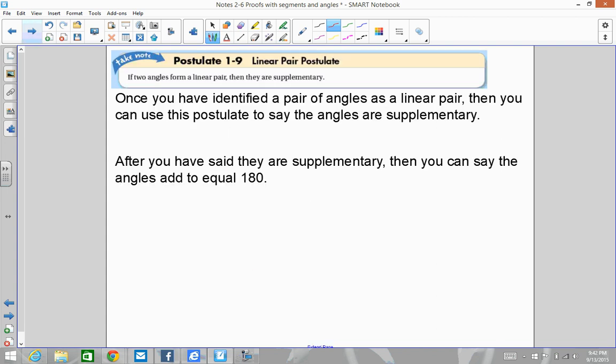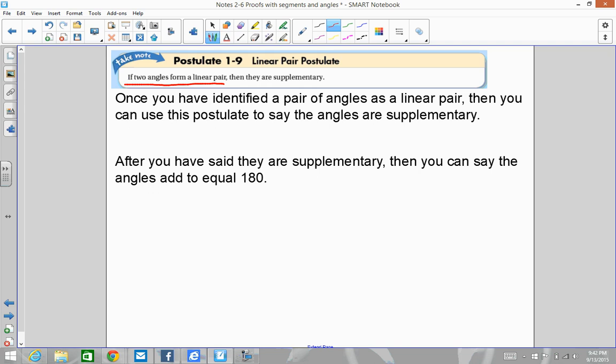All right, so linear pair postulate. The linear pair postulate, go highlight this postulate in your postulate and theorem sheet, says if two angles form a linear pair, then they are supplementary. So how do we know if two angles form a linear pair? We know this because the definition of a linear pair tells us what they look like.